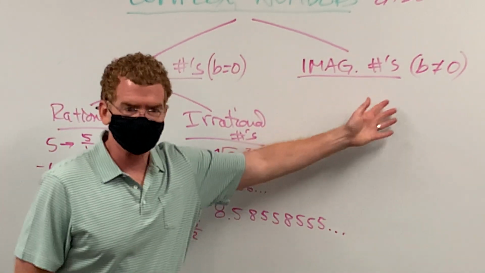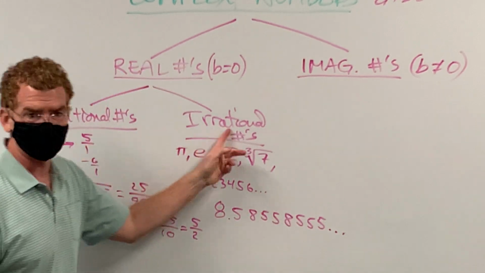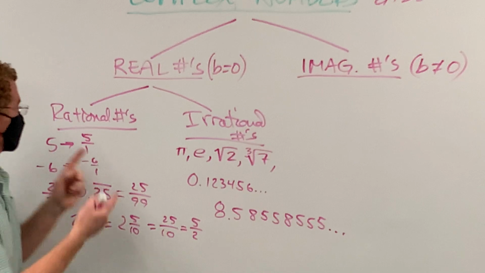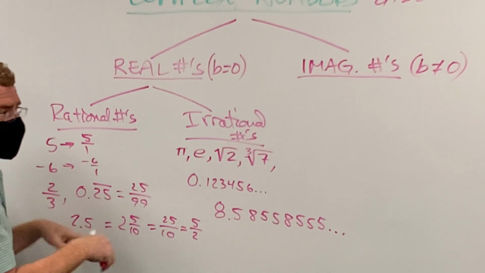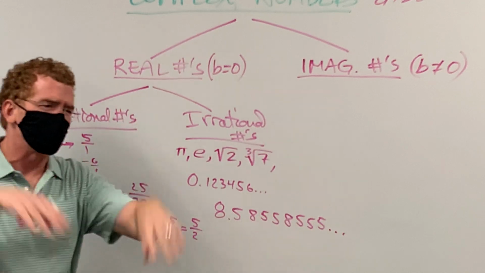And then imaginary numbers are what? Do they break down into real and rational? Do they break down into rational and irrational? No. I mean, technically, there are numbers that have a real part that is rational or a real part that is irrational. But we don't make that distinction, we just say they're all imaginary.